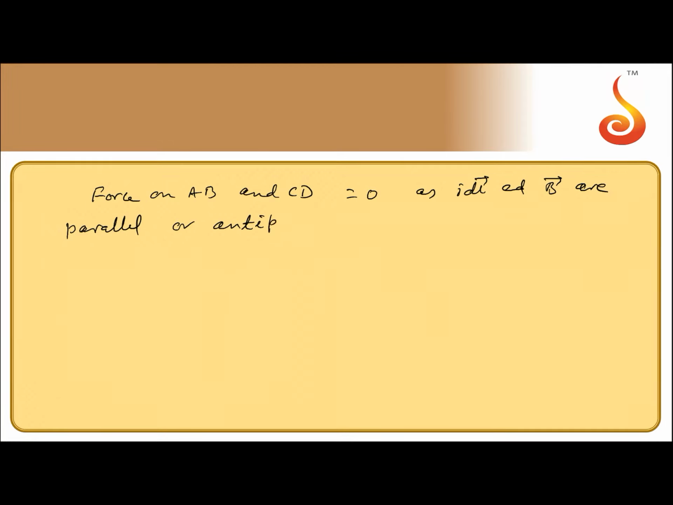So we can clearly see from the figure that the force on AB and CD is equal to 0, as I dL and B vector are parallel, so there will be no force on these wires. Now for the force on AD and BC.